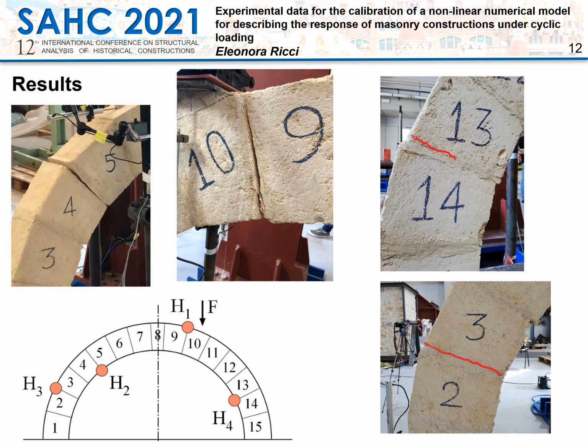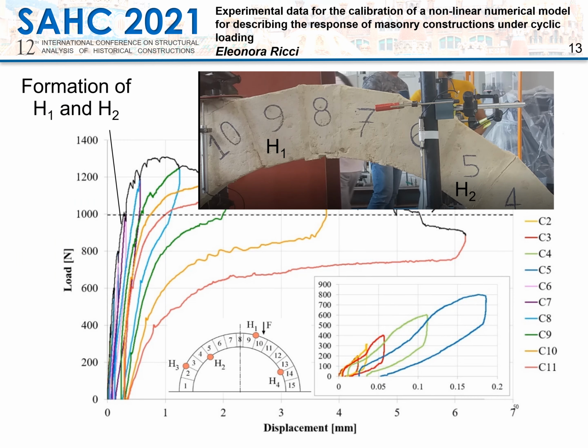The third hinge, H3, occurred at the extrados between the blocks number 2 and 3, while the fourth hinge, H4, occurred at the symmetrical position with respect to H3, between blocks number 13 and 14. In particular, the first joint openings have been observed during the cycle number 6, between blocks number 9 and 10 and blocks 4 and 5.